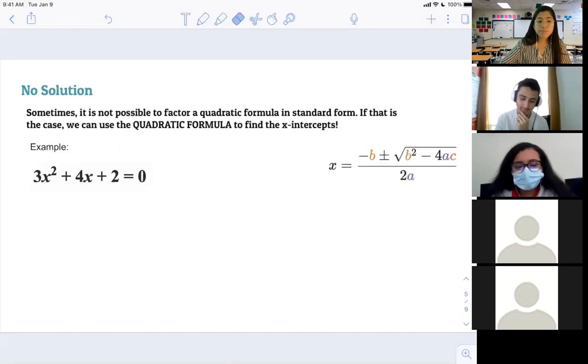So you can't take the square root of a negative number, right? That doesn't make sense. Interesting observation.